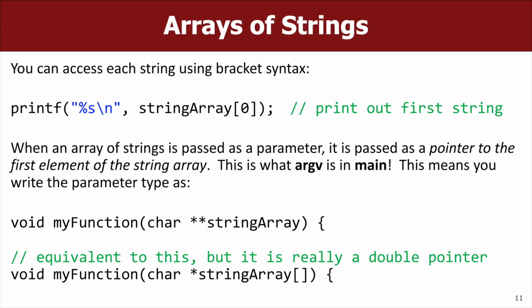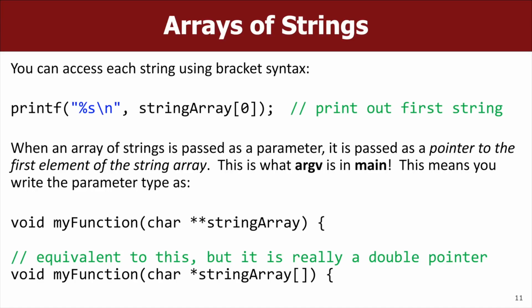And one important note is that when an array of strings is passed as a parameter, it is passed as a pointer to the first element of the string array. This is what we talked about a little bit last time. When you pass an array as a parameter, it just passes a pointer to the first element. And so what this means for string arrays is a pointer to the first element is a pointer to a char star, which means that the parameter type is char star star. You can also write it as char star with brackets, but really under the hood, it's a char star star. And this is exactly what argv is in the main function.